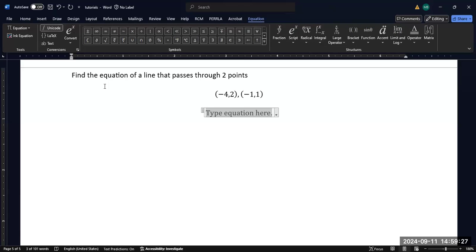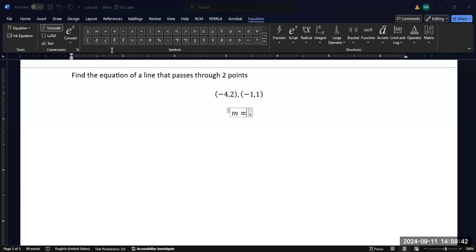All right, so the first thing you have to do when you have 2 points is to find the slope, because there's 2 things that you need when you create an equation of a line. You need the slope and you need a point. So first thing we have to do is find the slope.